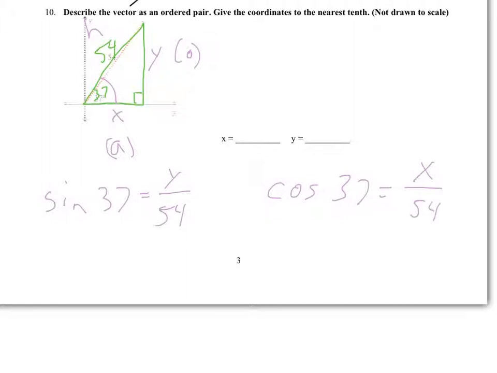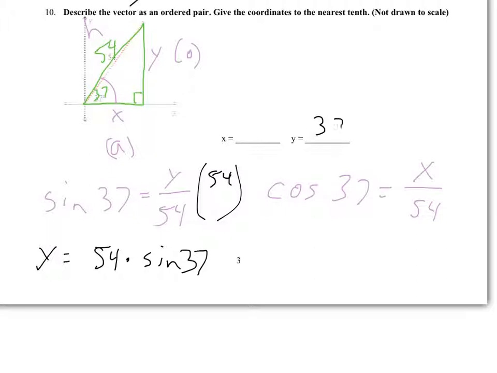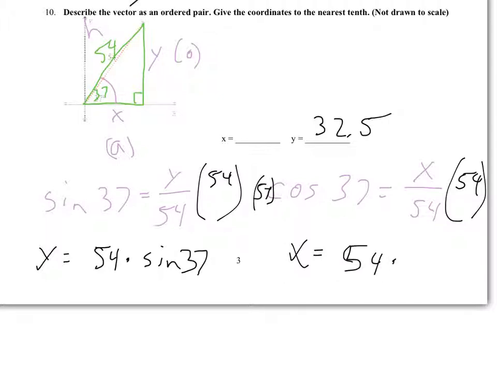Okay? Then we would just multiply times 54. So y equals 54 times sine of 37, which we should get 32.5. And then we should multiply by 54 here as well. So x equals 54 times the cosine of 37, which you should get 43.1. Those are your x and y coordinates.